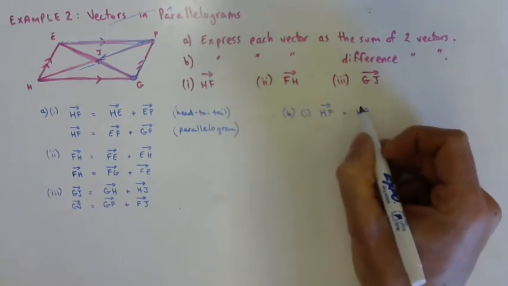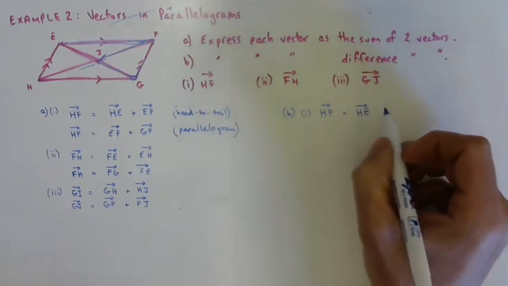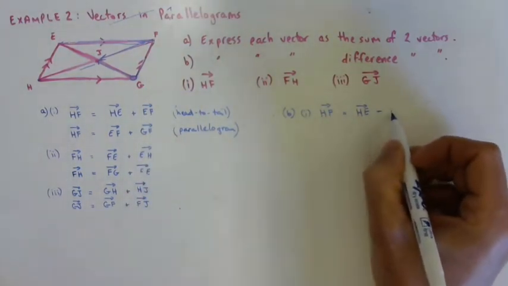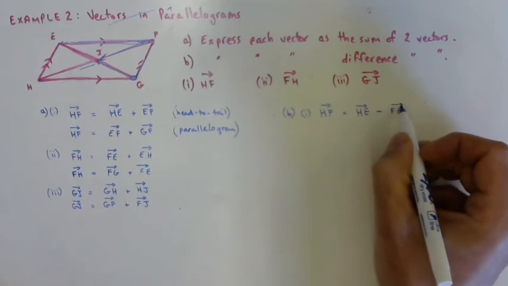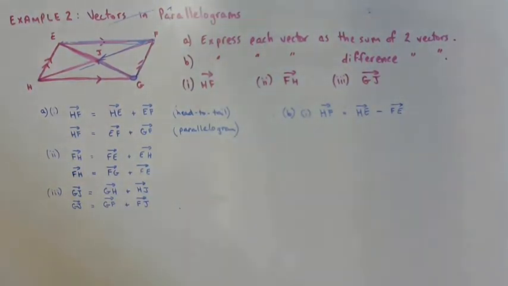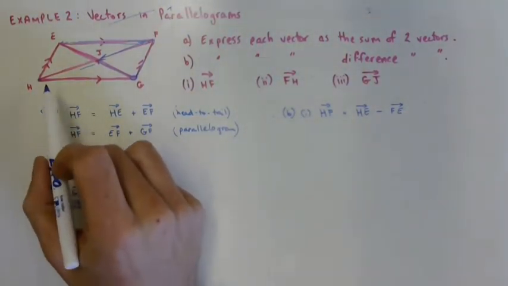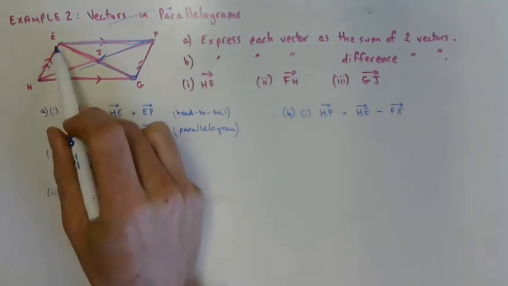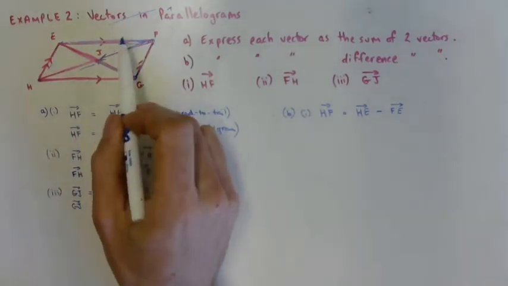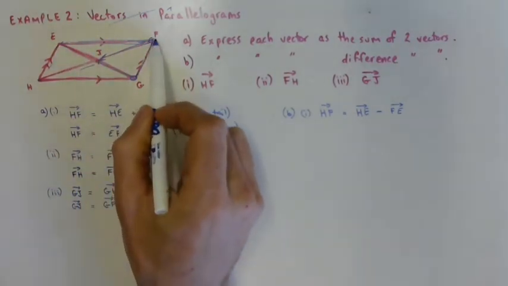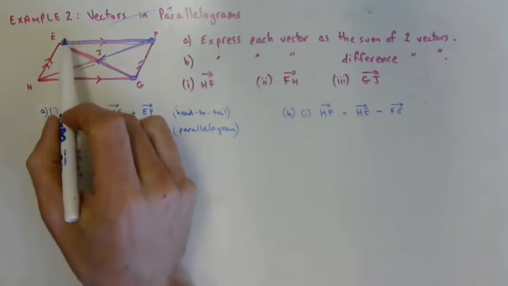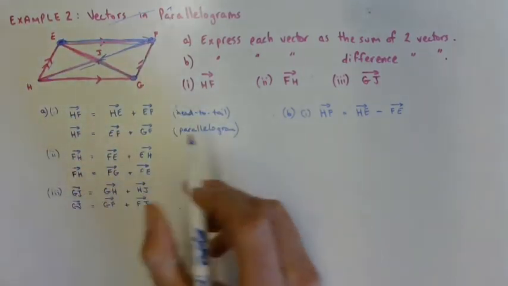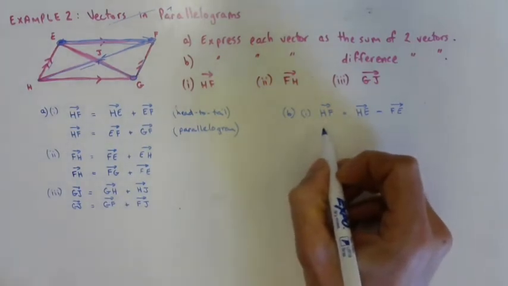So watch what I can do here. I can just take HE, and then I can, instead of adding EF, I can subtract FE, the opposite of EF. What does that look like on our diagram? Well, we would have HE heading this way, and then we're going to subtract FE. So if I'm subtracting from here to there, that's the same as adding from here to there, which gets us the resultant vector HF. Okay?